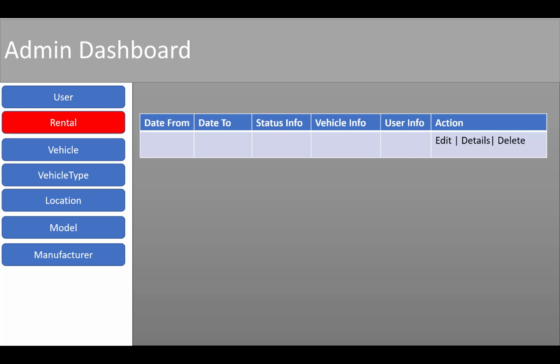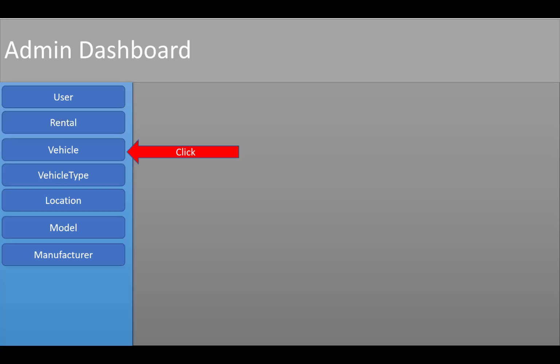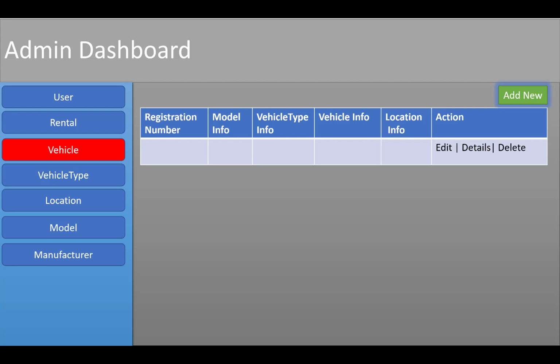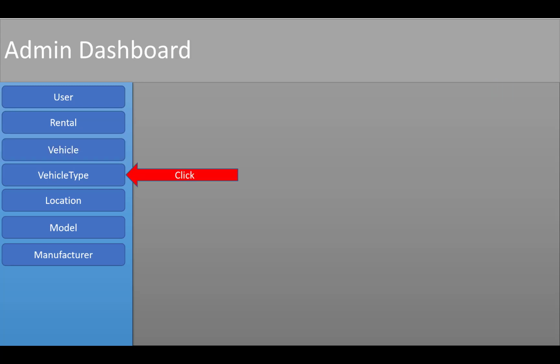The second one is the rental. In the rental, the user, or you can say the client, fills an entry in the table, like date from and to date, and status information like booking, forbidden, and running. Vehicle info means the registration number, and user info shows which user rented the car. The action is there. Vehicle information includes registration number, model info, vehicle type info, and location info, and the action is needed.